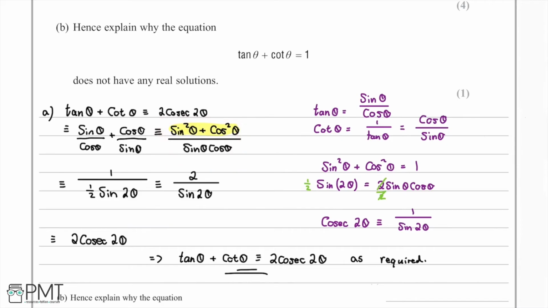We then received our third mark for knowing that sine squared theta plus cos squared theta was equal to 1, and also using the double angle formula here. So we achieved our third mark at this stage here, and we then achieved our fourth mark for knowing that cosec 2 theta was equal to 1 over sine 2 theta, which then led us on to the correct answer where we picked up our fourth mark.